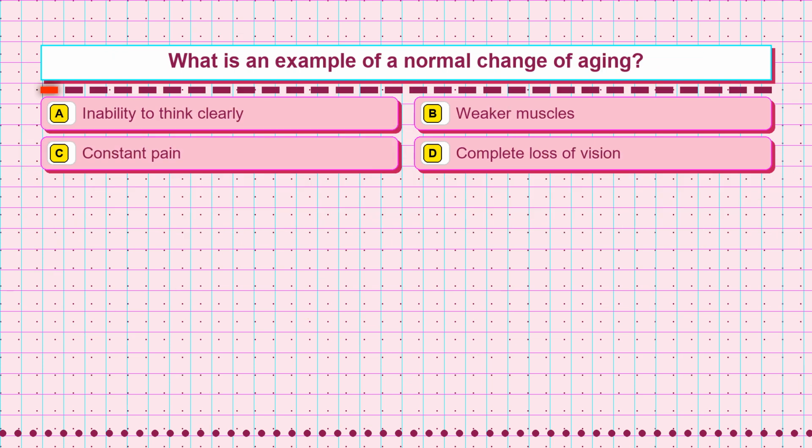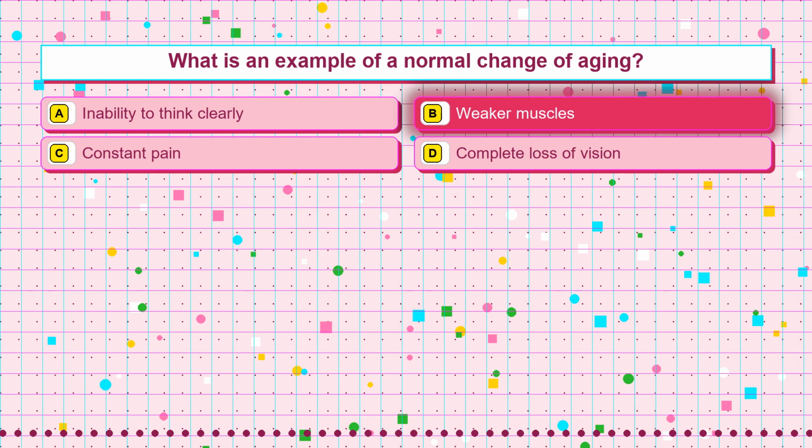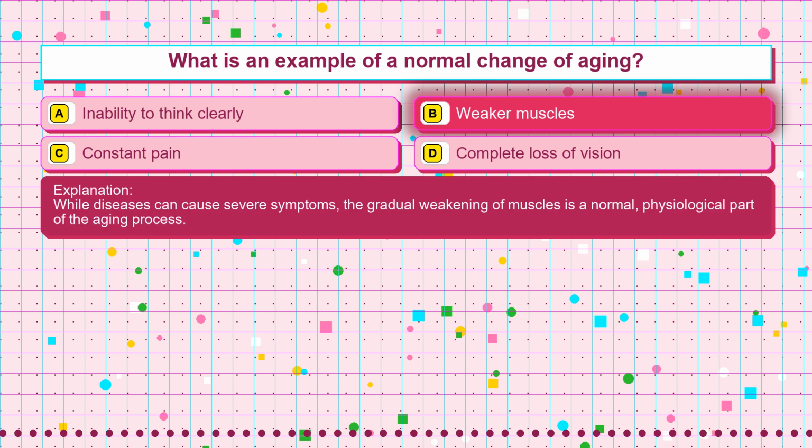Question 9. What is an example of a normal change of aging? Option A, inability to think clearly. Option B, weaker muscles. Option C, constant pain. Option D, a complete loss of vision. The correct answer is option B, weaker muscles. While diseases can cause severe symptoms, the gradual weakening of muscles is a normal, physiological part of the aging process.